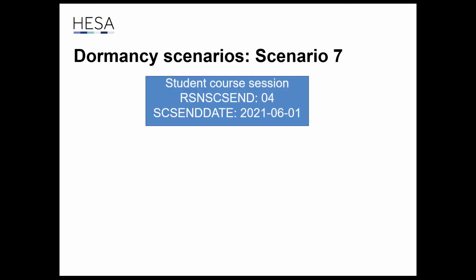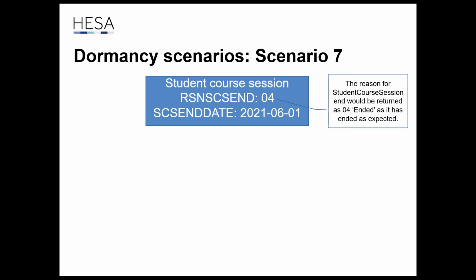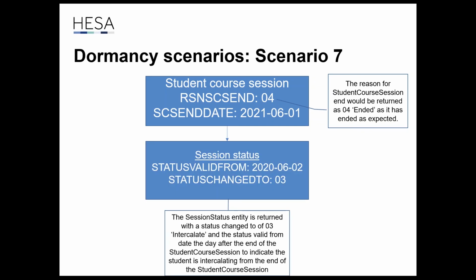Like with the dormancy scenario, we'd expect to see the student course session closed with an end date and reason for ending of ended, as it's just ended as expected. And then we would see a session status update, this time with a status changed to of 03 for intercalate. And again, the valid from date being the day after the student course session. That's the point from which they're no longer studying at the provider who's returning them here, and they will be returned by the provider that they're intercalating to.